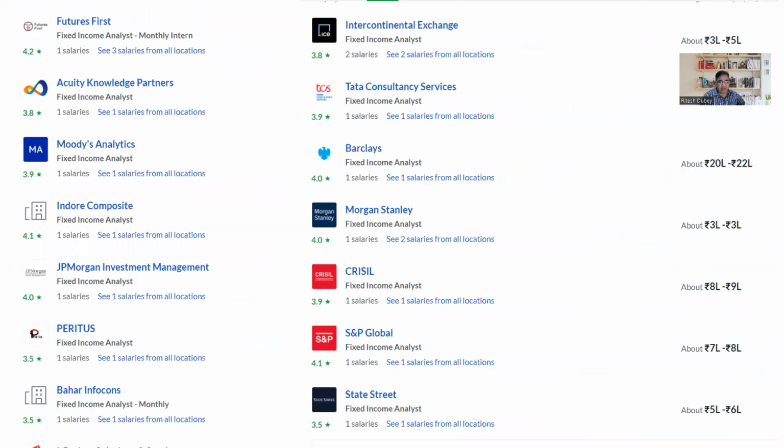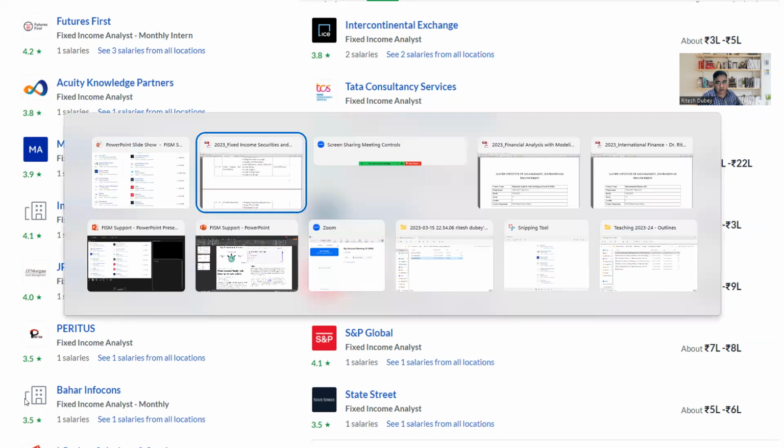Now, these are some of the other companies which hire fixed income analysts: Barclays, Morgan Stanley, Crisil, S&P, State Street, JPMC, Moody's, Equity Knowledge Partners. All these are the companies which will look for this kind of a profile, where someone is equipped with fixed income securities market knowledge.